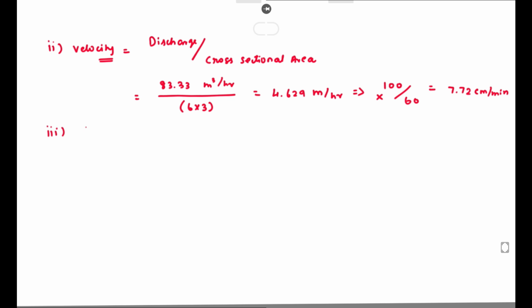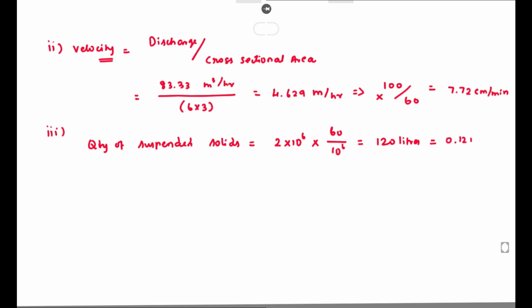Next, the third question, the mass of suspended solids. First we have to find out the quantity of suspended solids. The total quantity of water intake is 2 into 10 power 6 liters. The concentration of suspended solids is given as 60 ppm, parts per million, so 60 divided by 10 power 6. Solving this, we get 120 liters, which is 0.12 meter cube. The specific gravity of the deposited material is 2, so the density equals 2000 kg per meter cube.